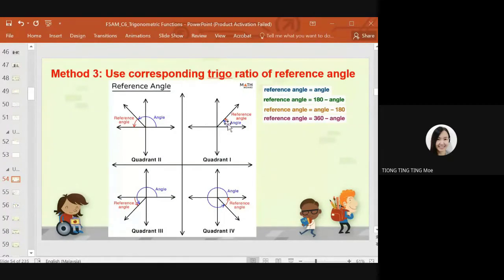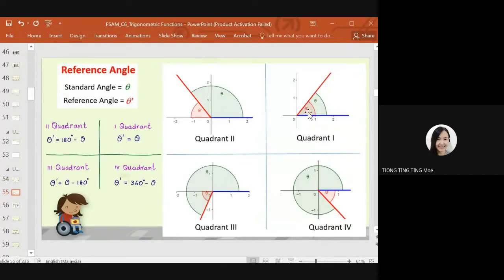For quadrant 1, the blue color one, the angle from here, this is an acute angle. Then the second quadrant, from 0 to this side, what angle is it? Obtuse angle. Then the third and fourth quadrants, this is a reflex angle. But for our trigonometry, we have to change the obtuse and reflex angle into an acute angle.